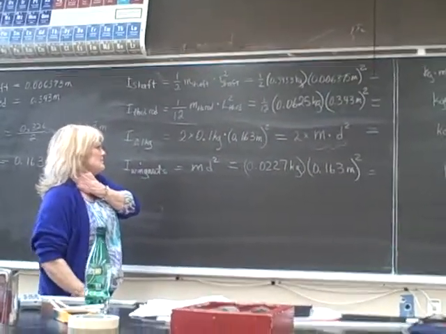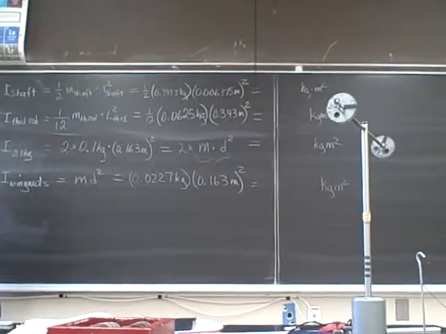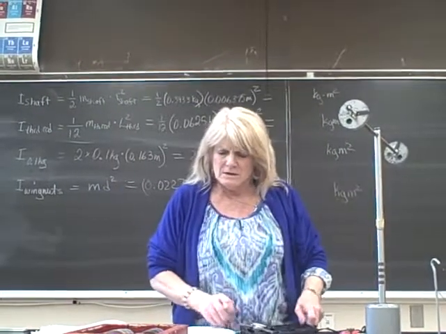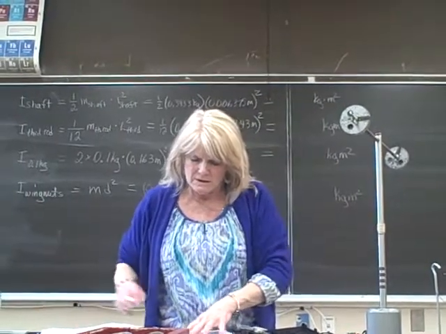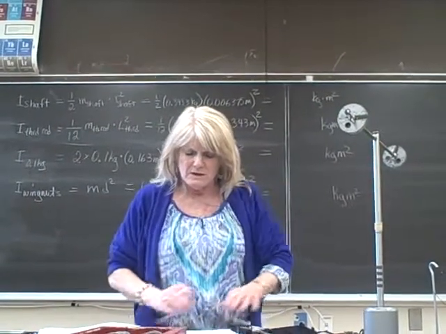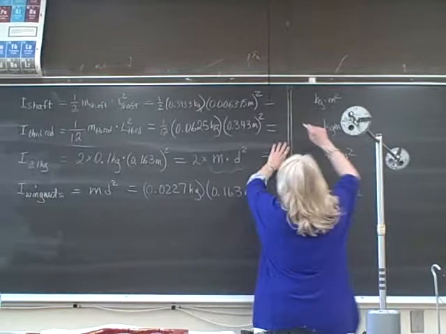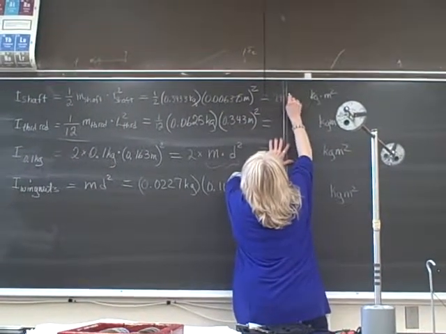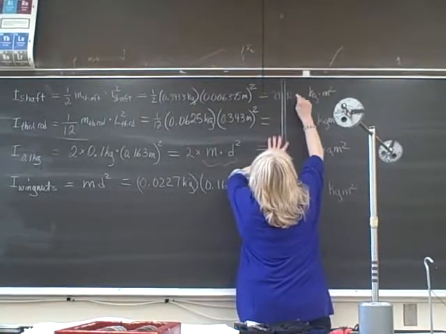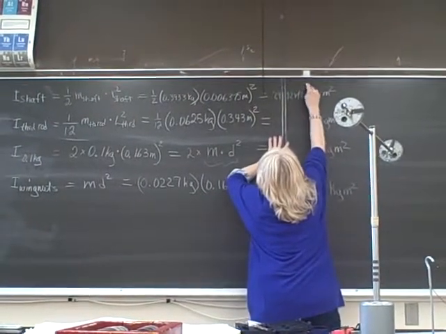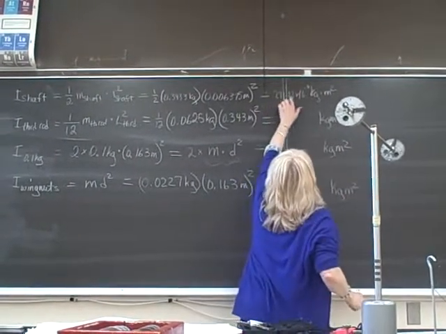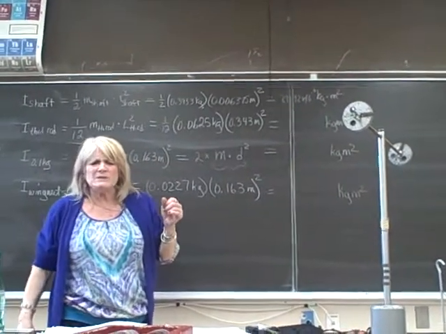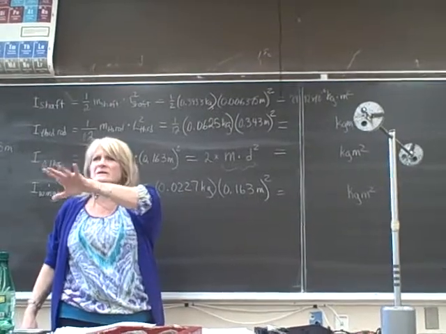So, does anybody have any numbers? 7.992 times 10 to the negative 6 for the first one. 7.992? 7.992 times 10 to the negative 6, kilogram meters squared. Did anybody else get that?